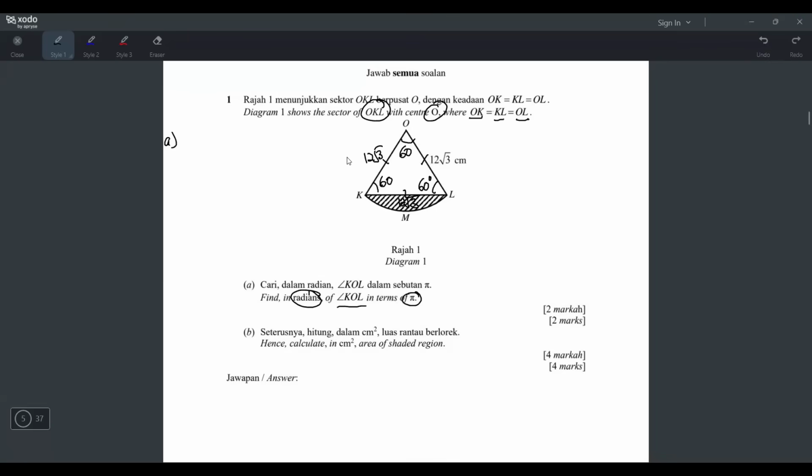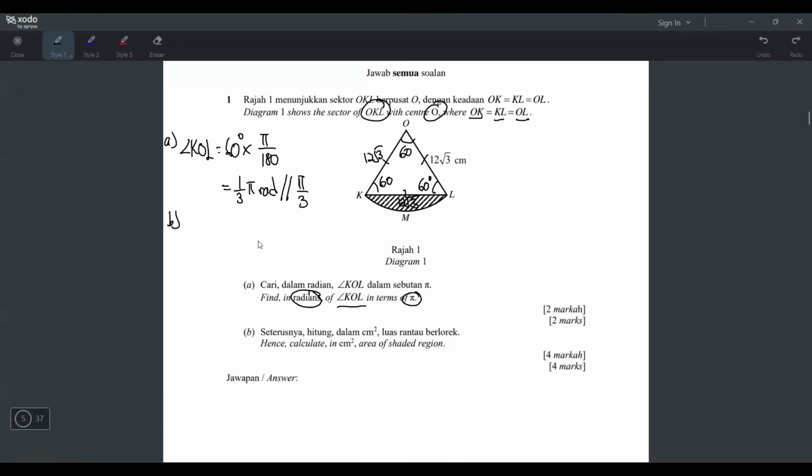So A, find in radians angle KOL in terms of pi. Well, this is easy because angle KOL you already know is 60 degrees, but they want it in radians, right? So you just times with pi over 180, because that's how you convert to radian. But they say in terms of pi, so I will not press the pi. I will just press 60 over 180 and I will get 1 over 3. And then the pi, just write it beside like this, and then radian. Okay, sudah siap. When you write the pi in the middle, it means dia atas punya. Or you can write pi over 3 also. Yeah, this one and this one are the same thing.